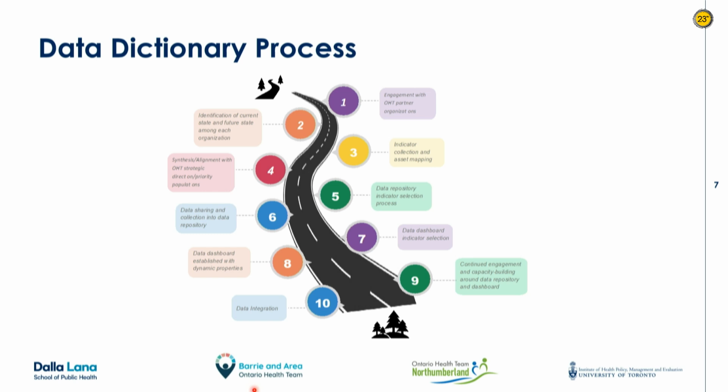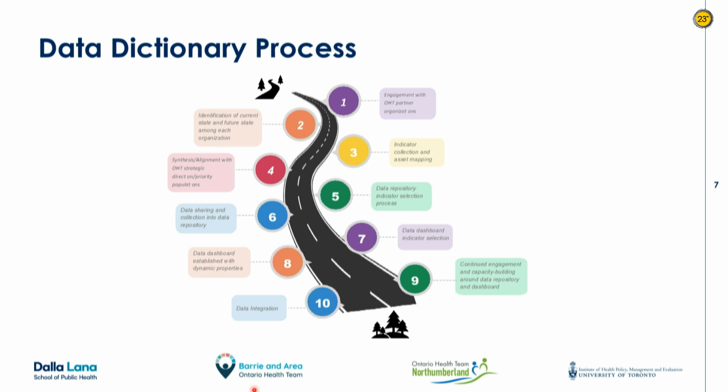Next was to formally identify the current state of data collection within each of the organizations that we were working with, and also understanding the goals within each of these organizations when it came to data development and data collection. This allowed us to understand how they could be integrated into the larger OHT data dictionary. Now, by data, we're talking about routinely collected indicators, both for internal and external use.